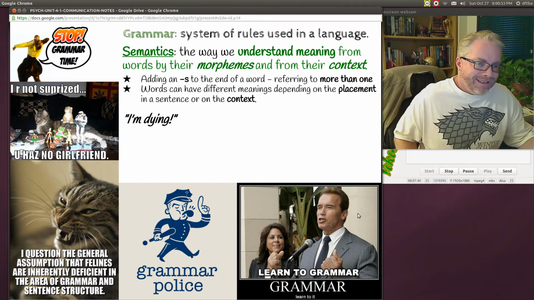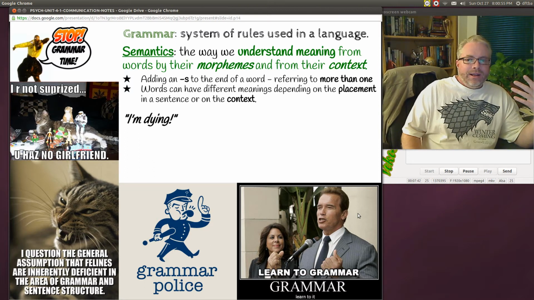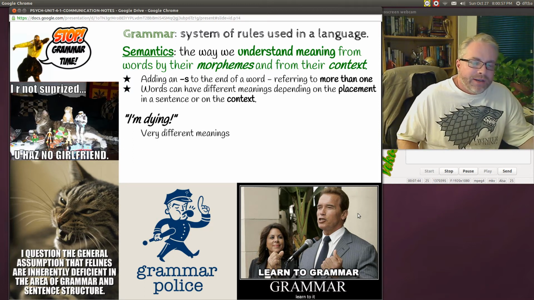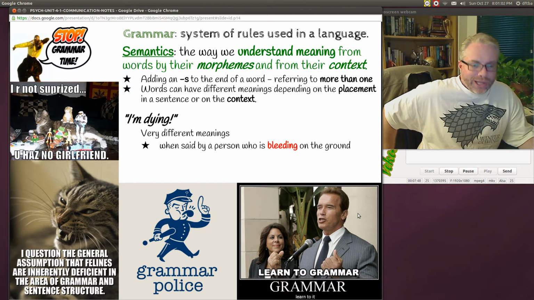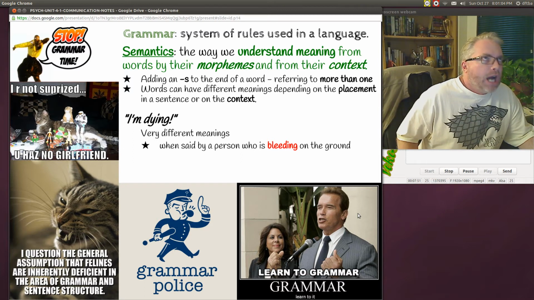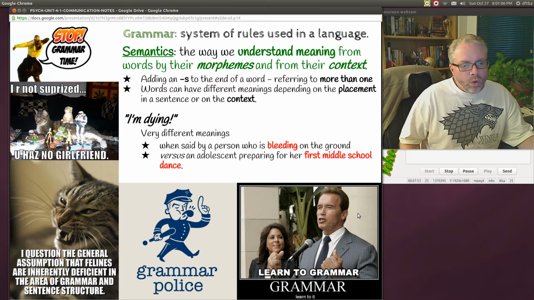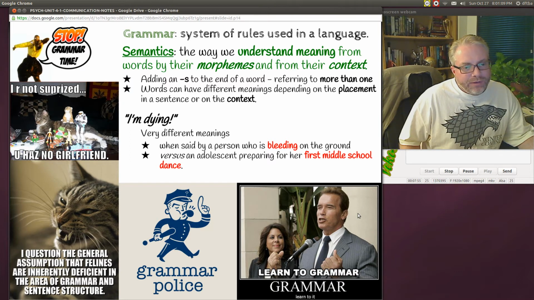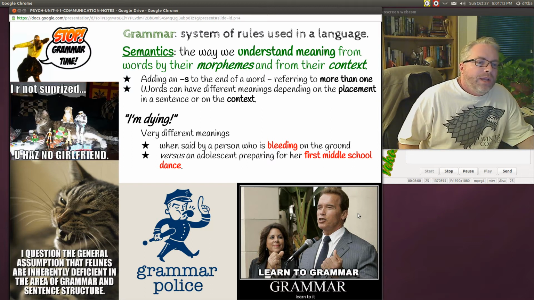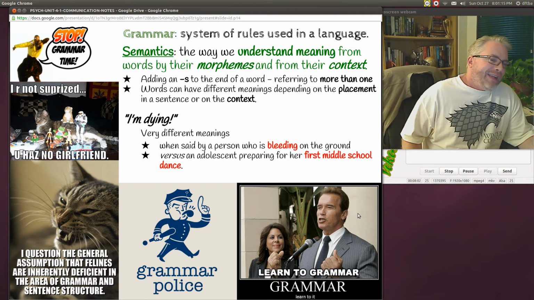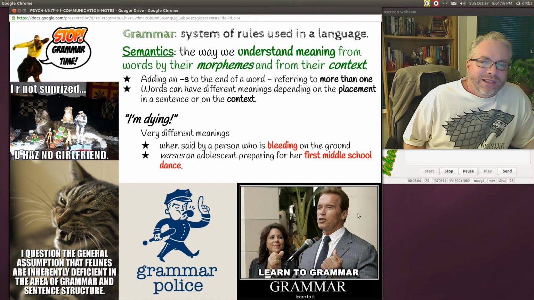I'm dying. Okay, if someone said that, it can have very different meanings. It could mean that a person is bleeding and on the ground and they are literally dying. "I am literally dying here. I'm dying." Or it could be a person preparing for their first middle school dance. "I am dying. I'm so nervous. I'm dying." It's funny how we use language in that way, because we don't literally mean that, but I guess in some way we are communicating that we're desperate in that way.